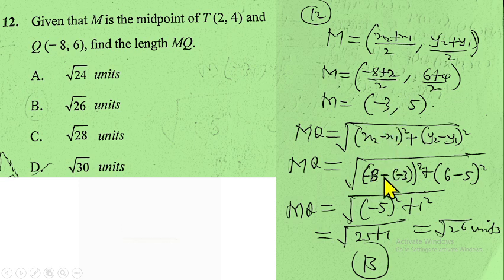So that means we have (minus 8 minus minus 3) squared, plus (y2, which is 6, minus y1, which is 5) squared. If you simplify that further, minus times minus gives us plus. So you have minus 8 plus 3, that gives us minus 5 squared, plus 6 minus 5 gives us 1 squared. So minus 5 squared is 25, plus 1 squared is 1. So that gives us square root of 26 units as the length of MQ, or distance between M and Q. If you look at the options provided, option B is the correct option for question number 12.